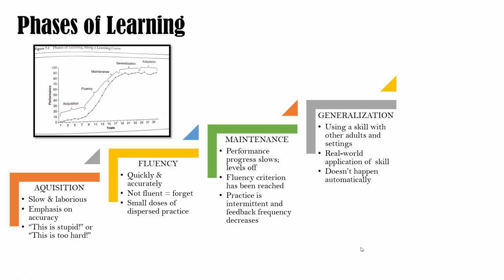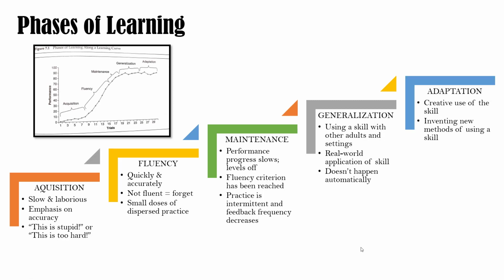Once the skill has generalized, then the learner moves into the adaptation phase. And this is when they invent new methods of using a skill. They get their creative juices flowing and they creatively use the skill, essentially.